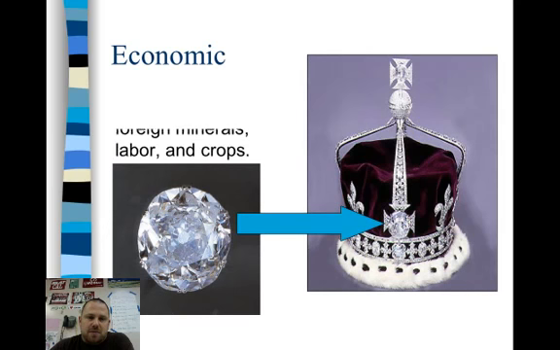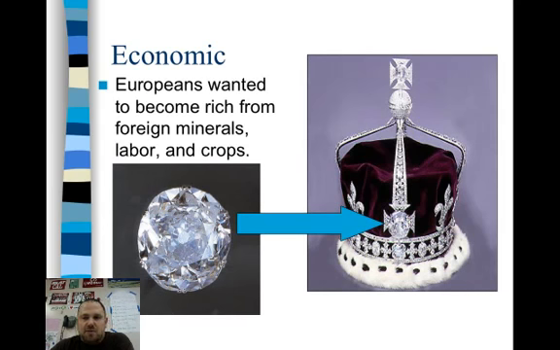Also, economic motives. Hopefully that big old diamond helps you see that. Europeans wanted to become rich, and the minerals and the labor and the crops in countries they could imperialize would help them do that.